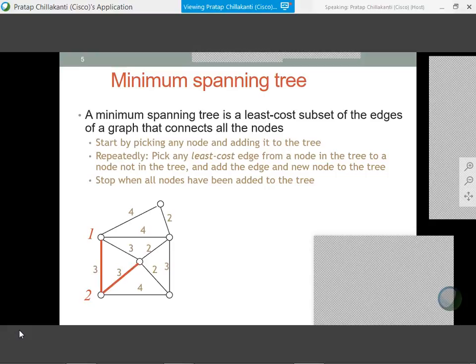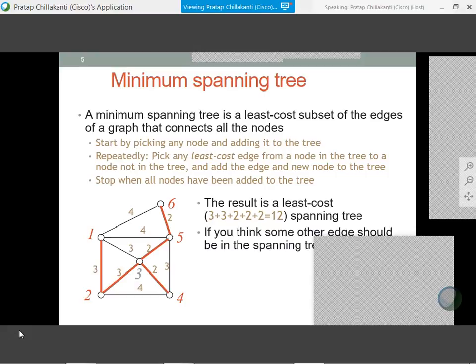Okay. Then again you repeatedly do that. By doing that repeatedly, you can see the illustration there, how we are building the minimum cost tree. One more node should come. There it is. That becomes your minimum spanning tree. Okay. So 3 plus 3 plus 2 plus 2 plus 2 is 12. That is the least cost spanning tree by applying that algorithm.